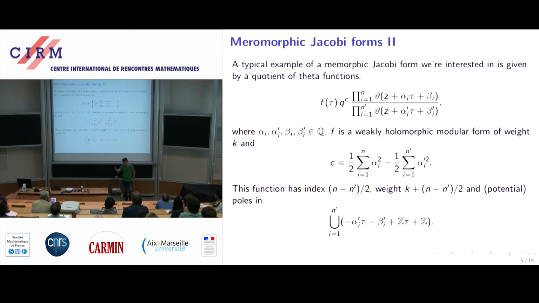For the mock theta functions, it kind of looked like this. And so the question is, what are the Fourier coefficients of such objects? Are they again modular forms, or maybe something more wild?